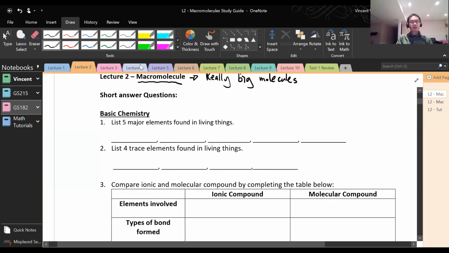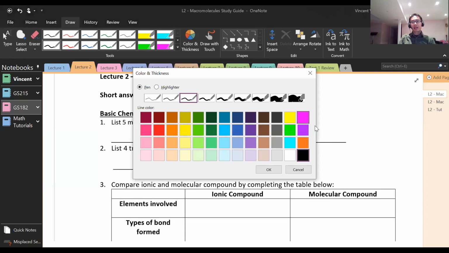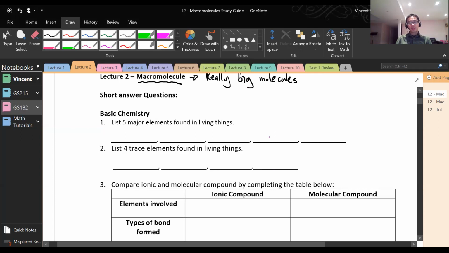List 5 major elements found in living things. Of course, our body has a lot of different elements, different types of atoms in it, but it turns out there are 5 key ones that are in particularly high percentage. In no particular order, these major elements include carbon. We're looking for elements, things that are on the periodic table. So carbon, that would be C, the symbol for carbon. Oxygen? Yeah, oxygen is another one.